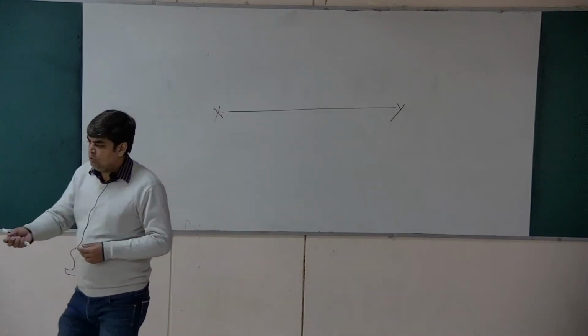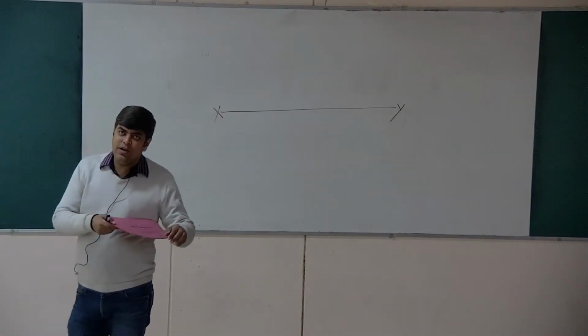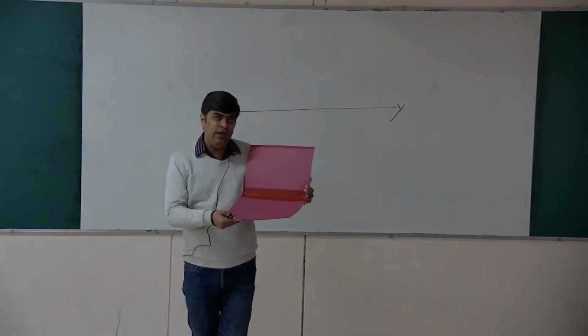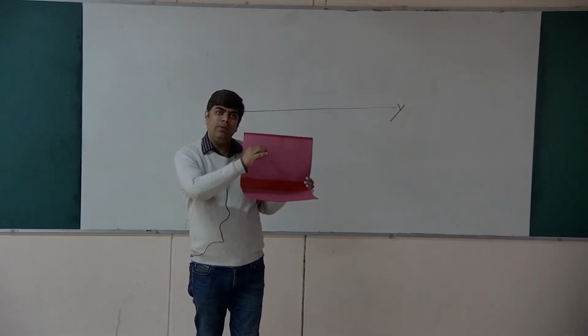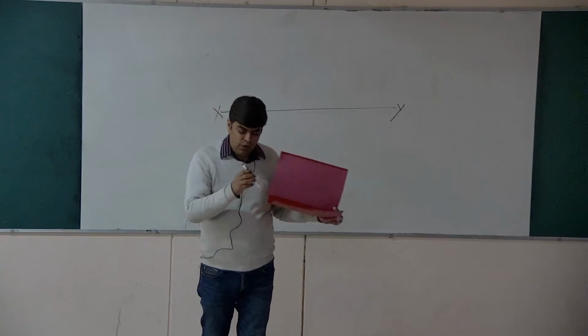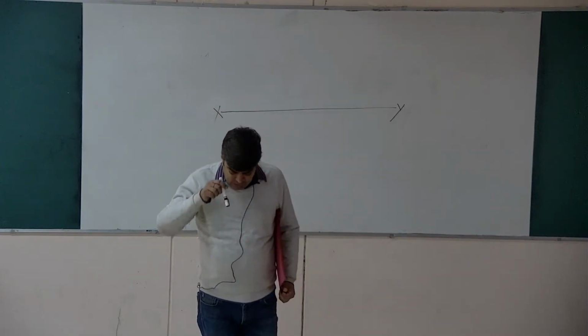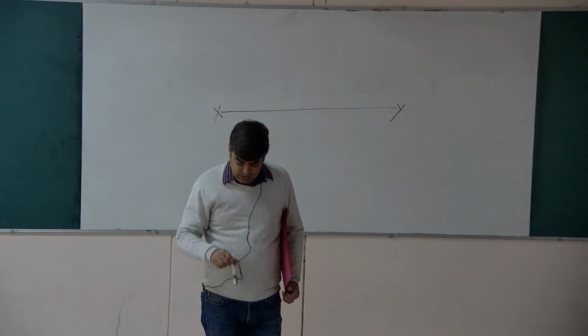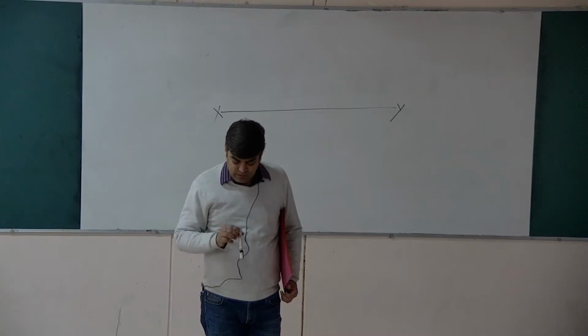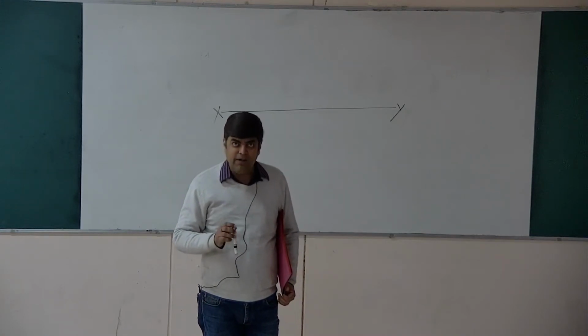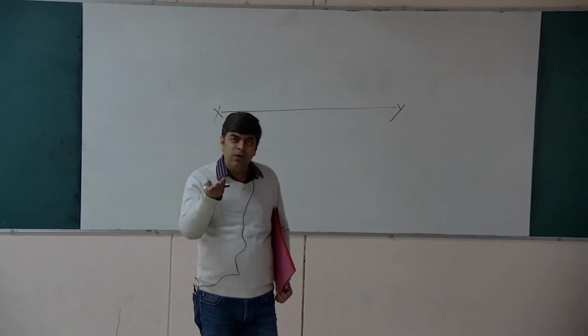Just to understand the concept of horizontal plane and vertical plane. This is your vertical plane and this is your horizontal plane. If I look towards the ground, that will be your horizontal plane, and if I am seeing parallel to the ground, that is your vertical plane.